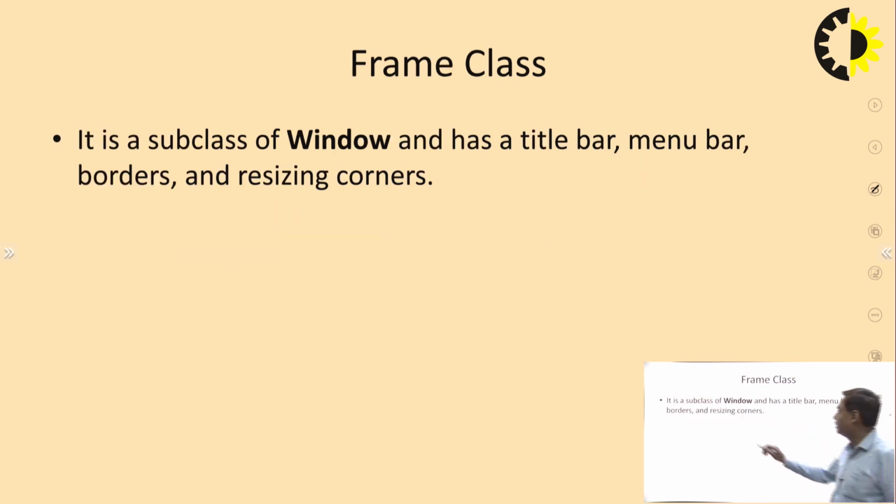Now we have the Frame class. The Frame class is basically a subclass of Window, and it has a title bar, menu bar, and resizing corners. Here I want to give the difference between the Panel and Frame classes: Panel does not have any title bar, menu borders, or resizing corners. In the case of a Frame object, we have everything like the title bar, menu, borders, and many other things needed to create a window. So up to this slide, you must understand the difference between the Panel class and the Frame class.